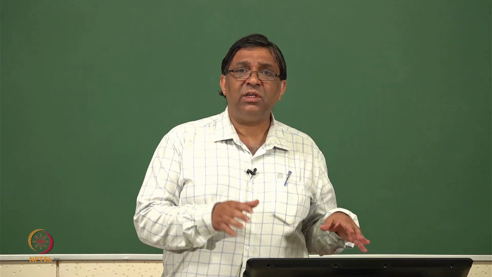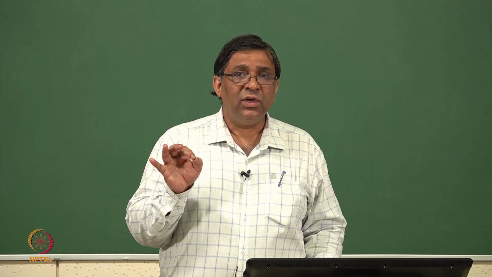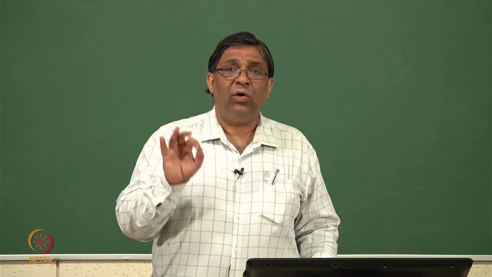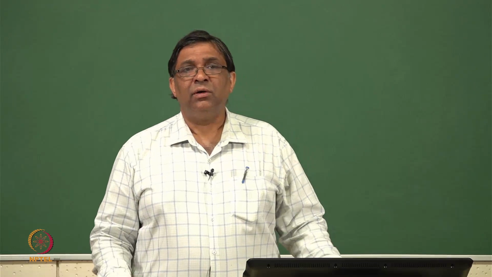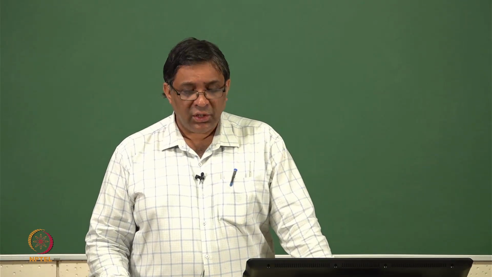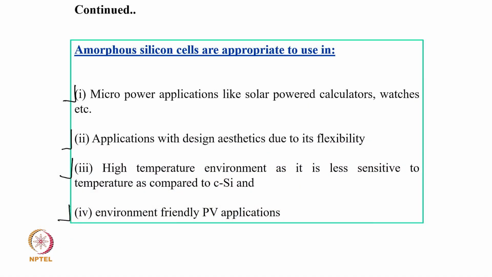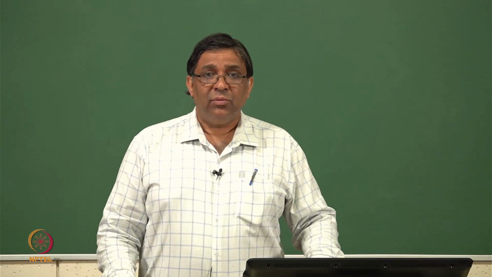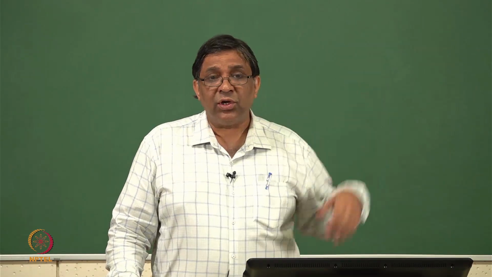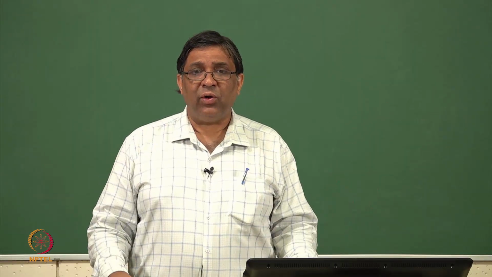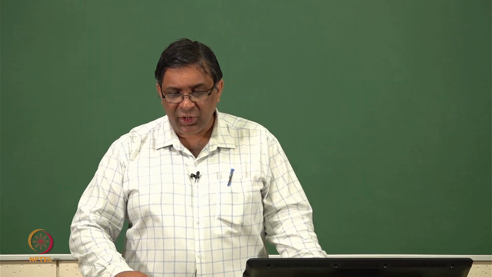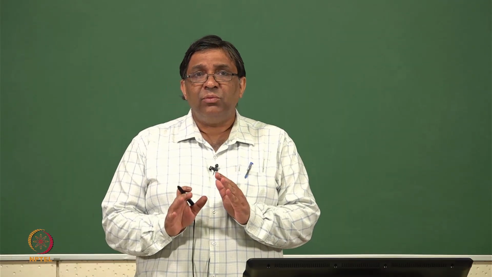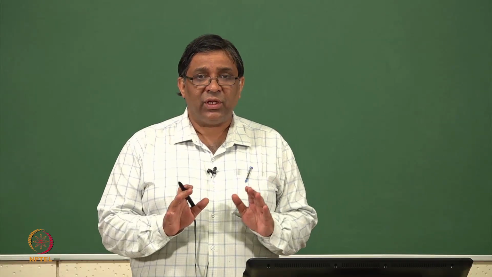However, the disadvantage is that its efficiency is less. The maximum efficiency reported is 14%, whereas crystalline silicon efficiency is much higher. So it cannot be used for a purpose like making a power generating station, or putting it on your roof to generate power for large production of power. This cannot be used. So I will come back to the thin film solar cell again with other material.